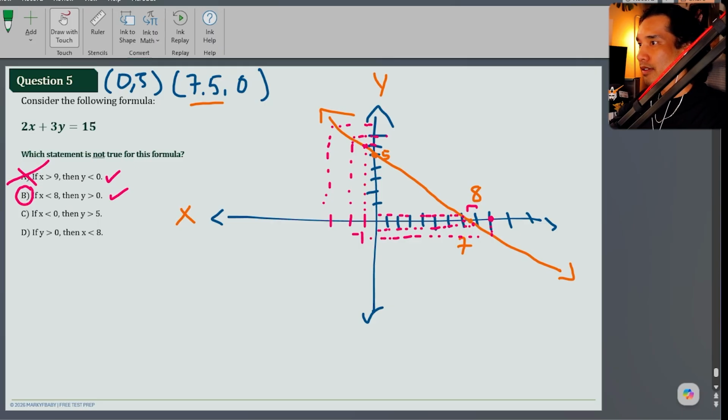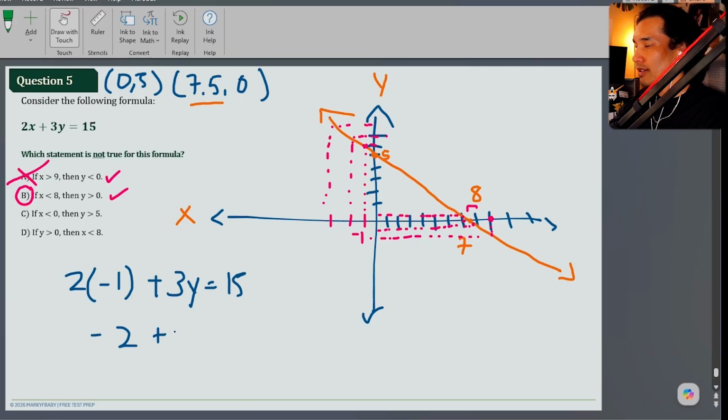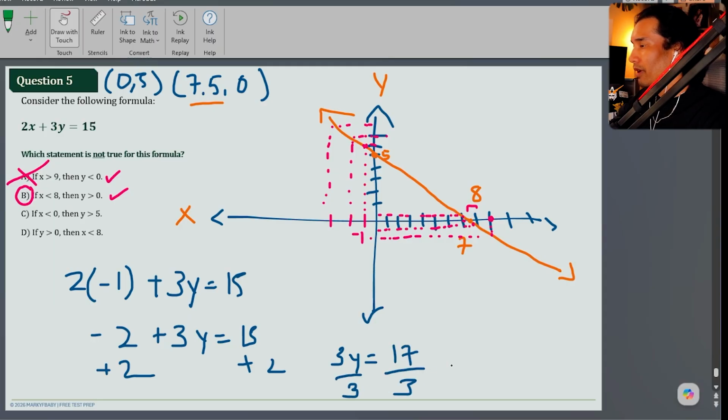So if we plug in -1, right, 2 times -1 plus 3y equals 15. That's going to give us -2 plus 3y equals 15. We're going to plus 2 plus 2. That's going to give me 3y is equal to 17. And then we're going to divide by 3, giving us y is equal to, how many times can 3 go into 17? That is going to be 6. So it's going to be 6 and some change, right?